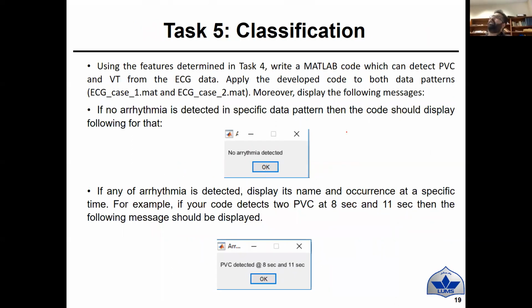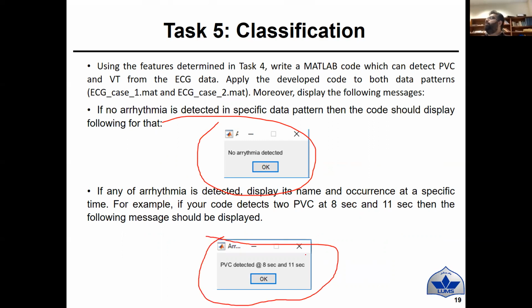Once you are done with that, you have to do the classification. For the classification, you need to do 2 types of classification, meaning whether there is an arrhythmia in your pattern. If there is no arrhythmia in your pattern, it should display a message, no arrhythmia detected. If there is an arrhythmia, you need to mention what type of arrhythmia. For example, if it's a PVC, premature ventricular contraction, you say PVC detected at what time, or if it's a VT, VT detected at what time. You can just write the time of the starting one and mention that. So these are basically the 5 tasks which you need to do for the completion of this project.